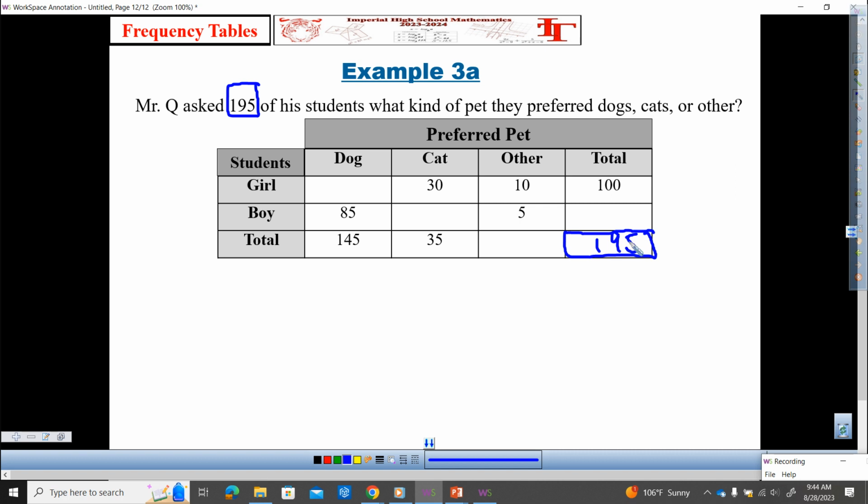Now, check this out. I'm going to go this way. So we have total, we have 100 plus what gives us 195? 95, that is correct. Now let me go the other way, in that direction. It has to be a total of what? 195, is that correct? So let's see. What is 145 plus 35? 180, so therefore what goes here? 15, yeah. 180 plus 15 is 195.